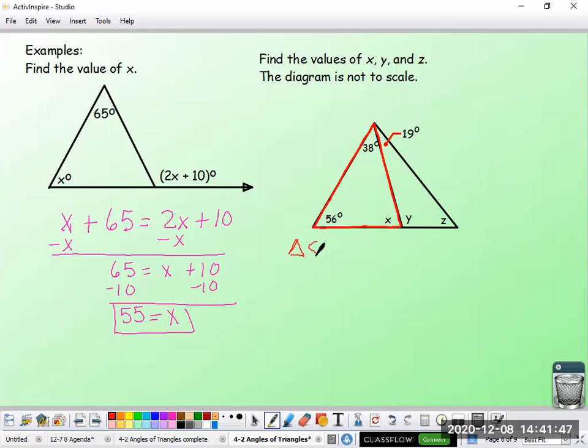So the triangle sum theorem tells us that 56 plus 38 plus x will equal 180 degrees. All right, so we combine our like terms. 56 plus 38 is 94. And then subtract that 94 from the 180.